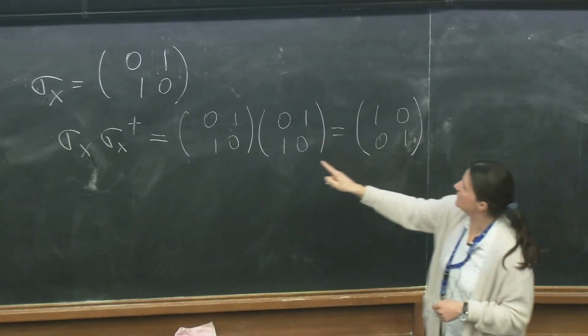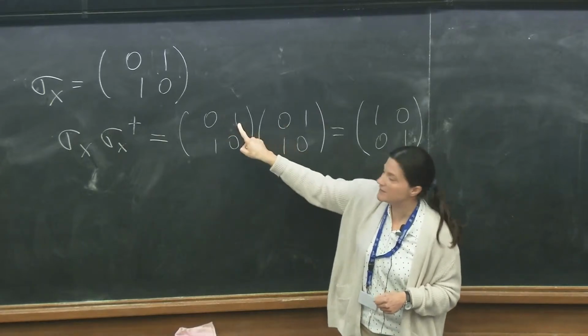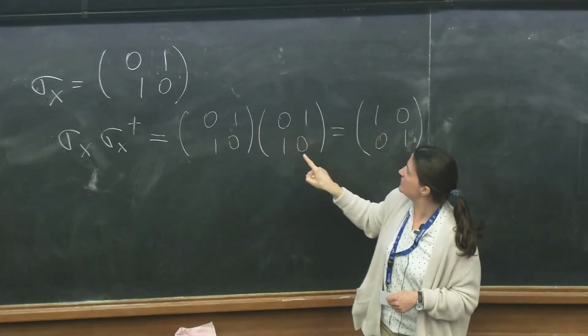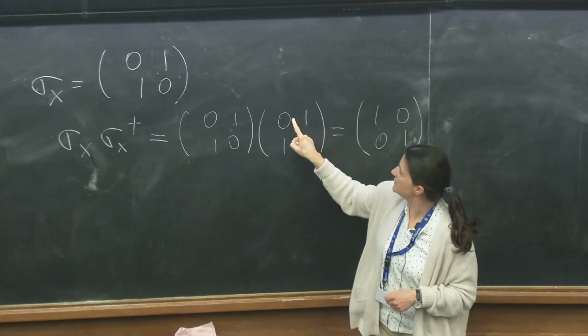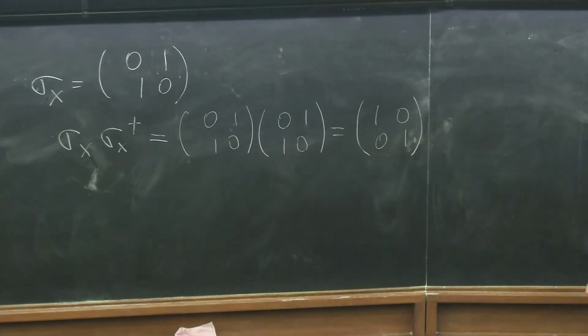If you wonder how to do this, you do this times this plus this times this, right? That gives you this entry. Then this times this plus this times this, and so on. So you go through your entries in that way. Okay.